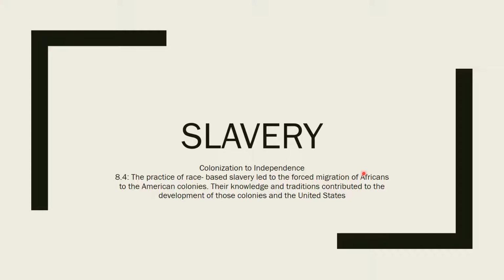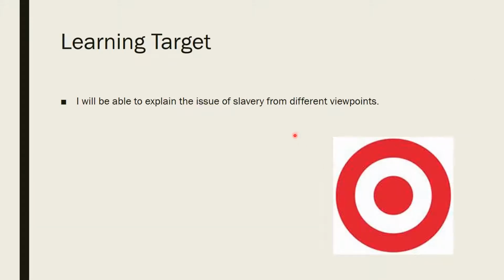So we're going to be talking about how Africans were forced to come to the American colonies and how their knowledge and traditions contributed to the building of the colonies in the United States. So our learning target: I will be able to explain the issue of slavery from different viewpoints. Remember, our historical thinking is using all of those different points of view, those resources, primary and secondary, to form a clear picture of the events that happened.